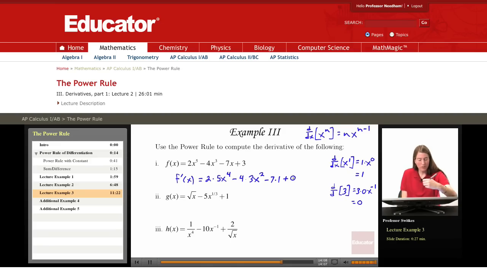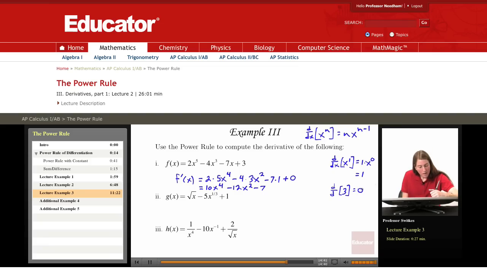And now we should just clean up our results here. And so we have 10x to the fourth minus 12x squared minus 7. And I want to just highlight that no one differentiates 3 by writing it as 3 times 0x to the negative first, but it's a way to force it into the power rule structure. And I think that now that I've mentioned it, I'm going to actually get rid of that explanation since no one uses that explanation, and just comment that derivative of a constant is 0.